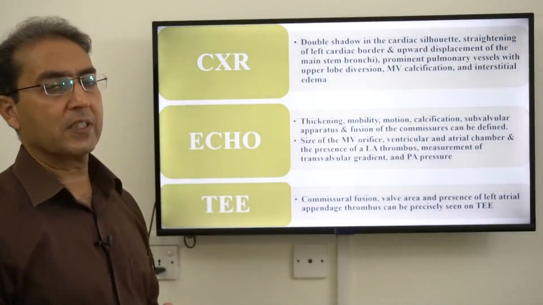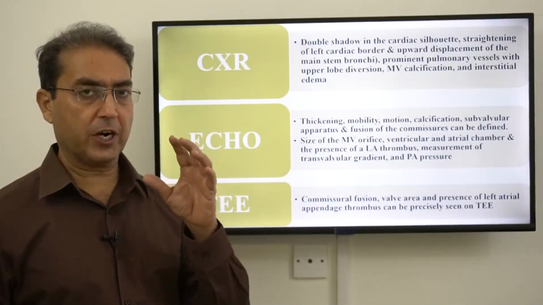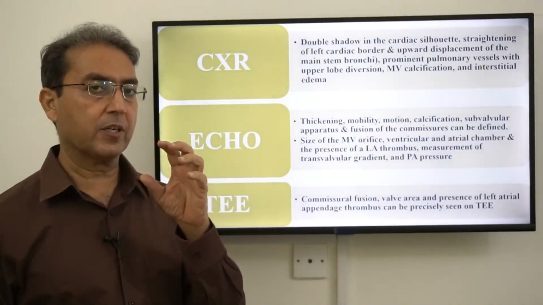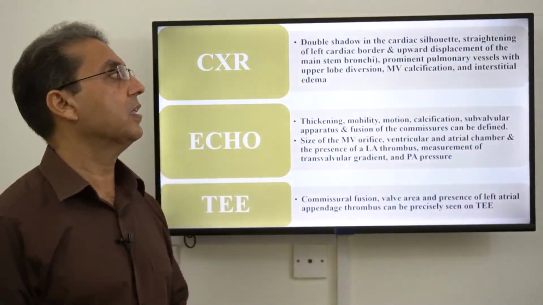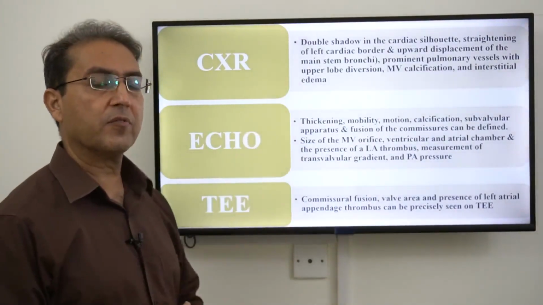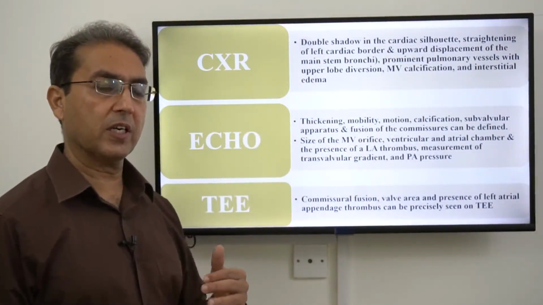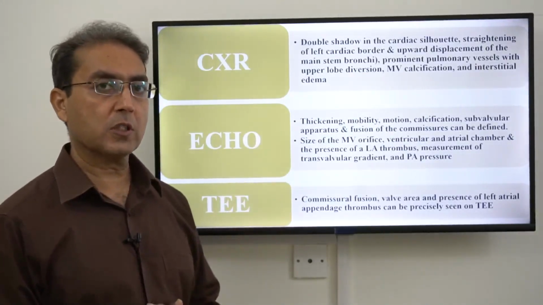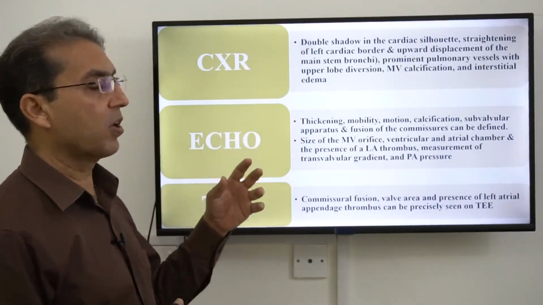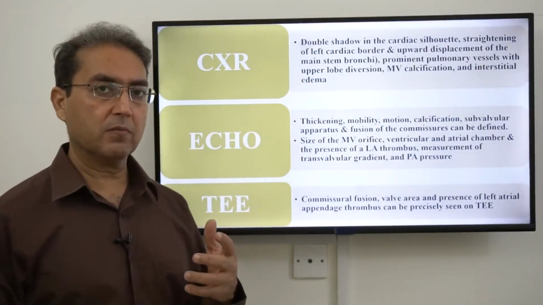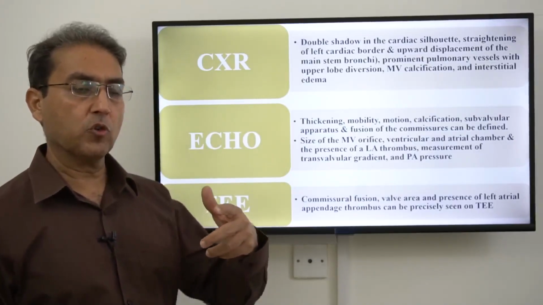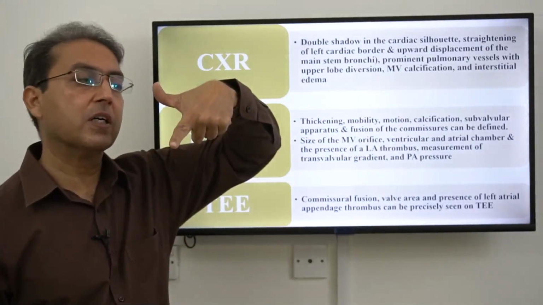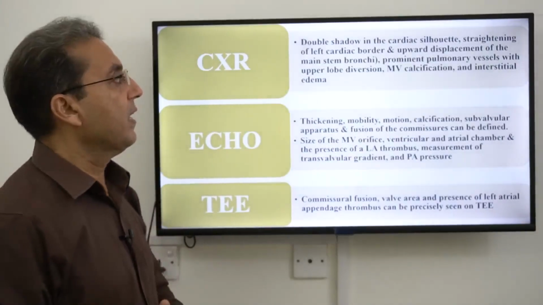Now what we see on chest X-ray, we see a double shadow behind the cardiac shadow. So we see the enlarging left atrium as a separate shadow behind the cardiac shadow. There may be straightening of the left heart border because of the enlargement of the left atrial appendage. There may be upward displacement or splaying of the carina. The left main bronchus is displaced upward by the enlarging atrium, so you may have a splaying of the carina. You may see the bifurcation of the trachea is wider.